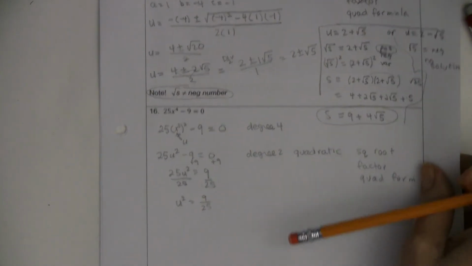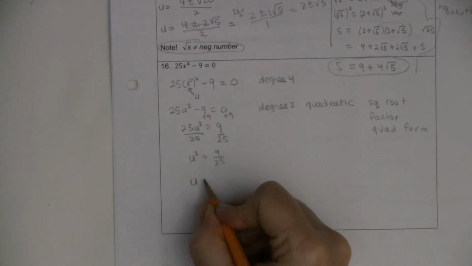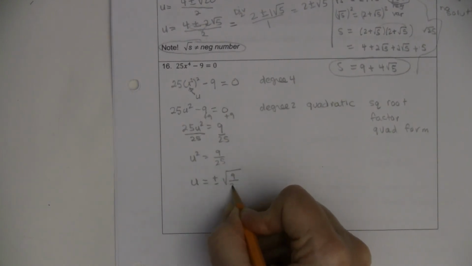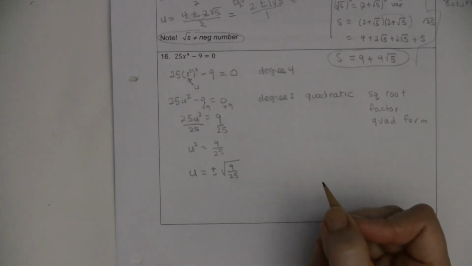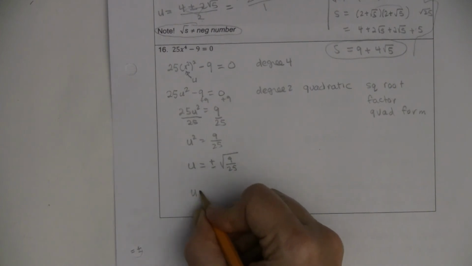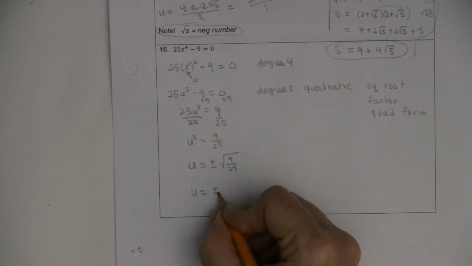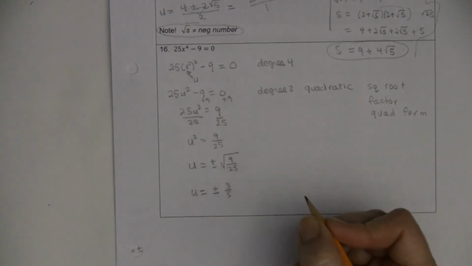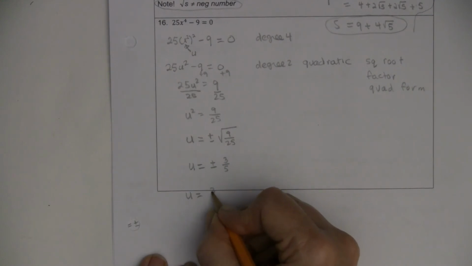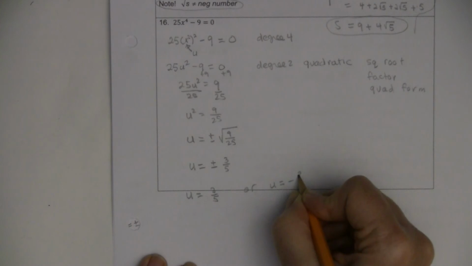Now I'm going to use that square root method that says this is my k, right? And this is going to be u equals plus or minus the square root of your k. It has to be a constant. And the square root of 9 over 25 is 3 over 5. So u equals positive or negative 3 over 5. So u equals 3 over 5 or u equals negative 3 over 5.